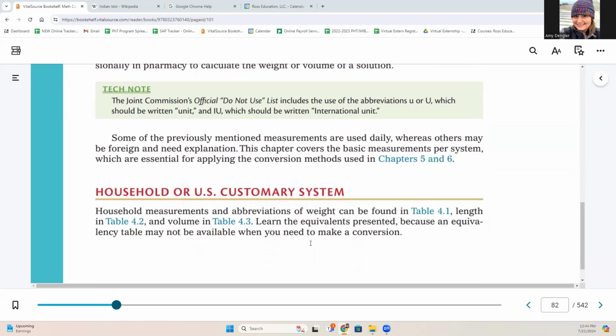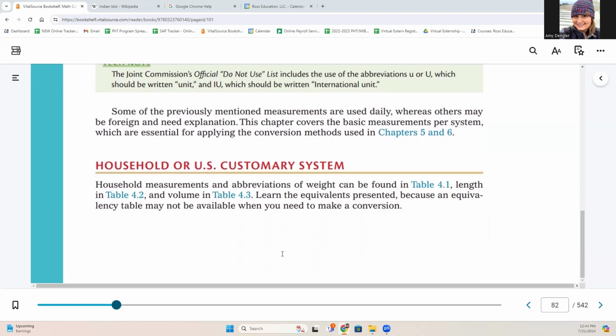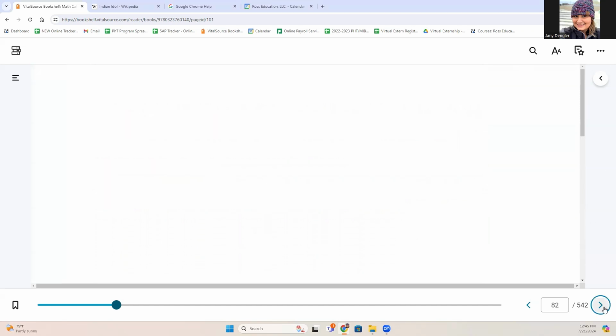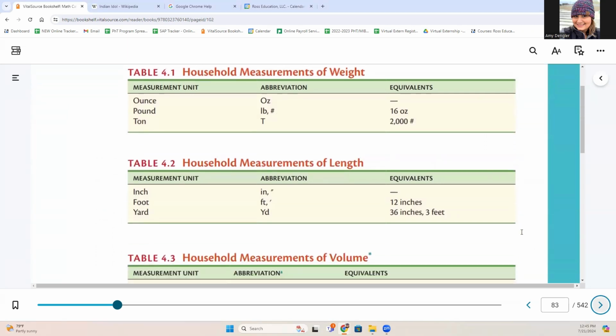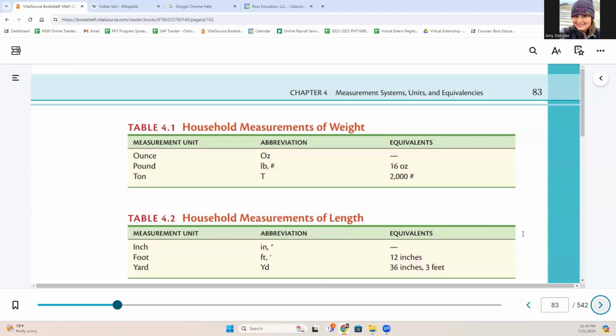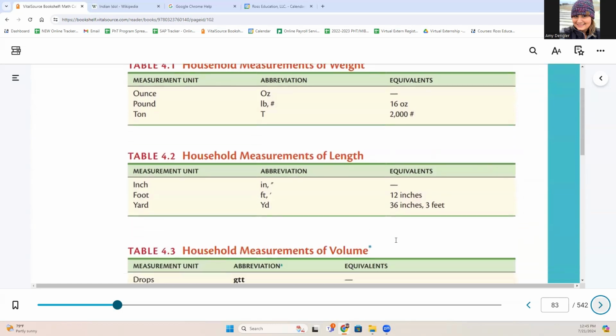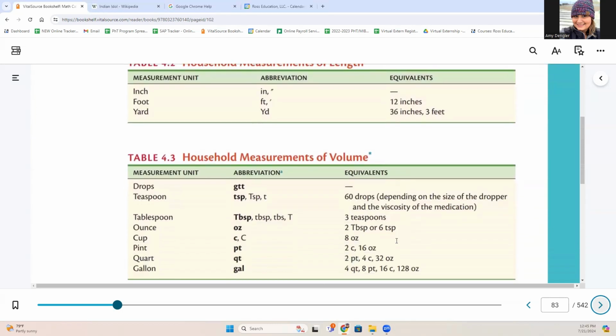Some of the previously mentioned measurements are used daily, whereas others may be foreign and need explanation. Household measurements and abbreviations of weight can be found in Table 4.1, length in 4.2, and volume in 4.3. So here are our tables, which you'll find that the cheat sheet I gave you is probably a little bit more helpful, but there are some different ones on here.